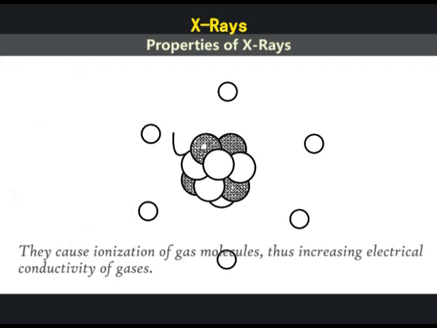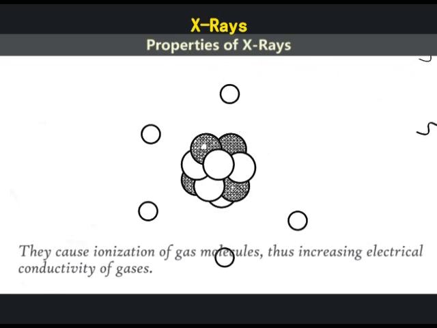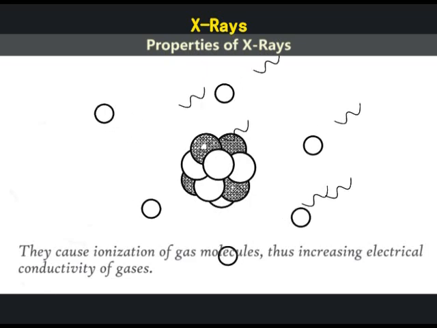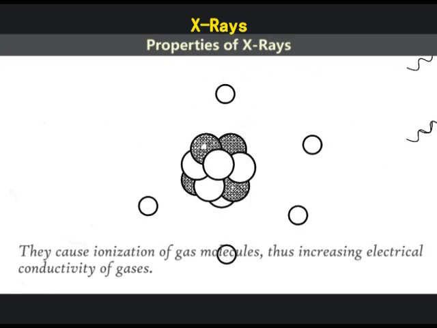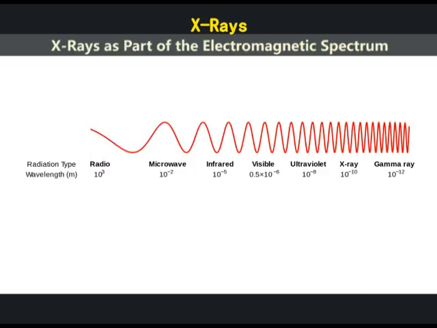In moving through air, they can knock out electrons from gas molecules in their path, causing ionization of the molecules and thus increase electrical conductivity of gases. Polarization and diffraction experiments on X-rays by crystals have confirmed the wave nature of the X-rays. X-rays are electromagnetic waves of very short wavelength of the order 10 to power -11 meters.